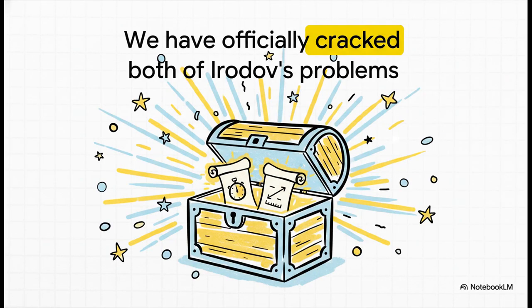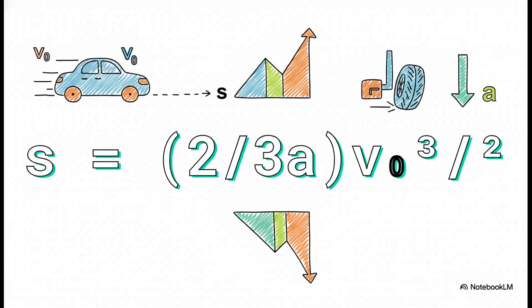And just like that, with both integrals solved, we've done it. We have officially cracked this Irodov problem. So let's take a look at our final answers. From that second quest, we found that the total distance, s, is 2/3 of the initial velocity to the power of 3/2, all divided by that constant a. We should always ask ourselves, does this make sense physically? And yeah, it absolutely does. If the initial velocity is higher, it travels further. Makes sense. If that deceleration factor a is stronger, it stops in a shorter distance.